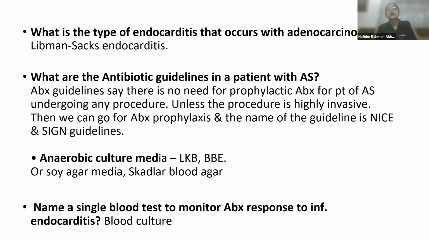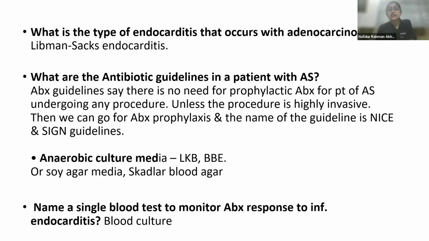That's it. Next, what is the type of endocarditis that occurs with adenocarcinoma? That is Libman-Sacks endocarditis. Can you please tell me what are the types of endocarditis? Libman-Sacks endocarditis. And another? I have no idea. Okay, one is infective endocarditis, another one is non-bacterial thrombotic endocarditis, and another one is Libman-Sacks. Libman-Sacks is linked with adenocarcinoma, and non-bacterial thrombotic is related with SLE and all those autoimmune diseases.